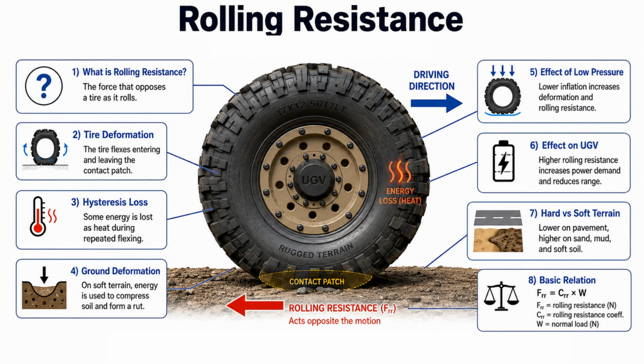Inflation pressure also matters. A tyre with excessively low pressure deforms more, creating greater energy loss and higher rolling resistance. For a vehicle, higher rolling resistance means greater motor torque and electrical power demand, more heat generation, and reduced battery range. Therefore, tyre pressure, vehicle load, and terrain must all be considered when estimating mobility and power requirements.